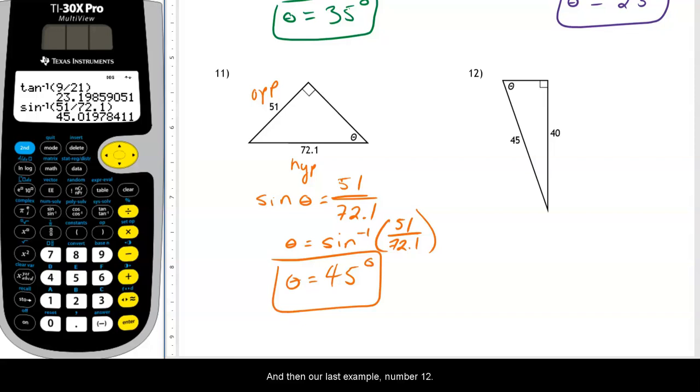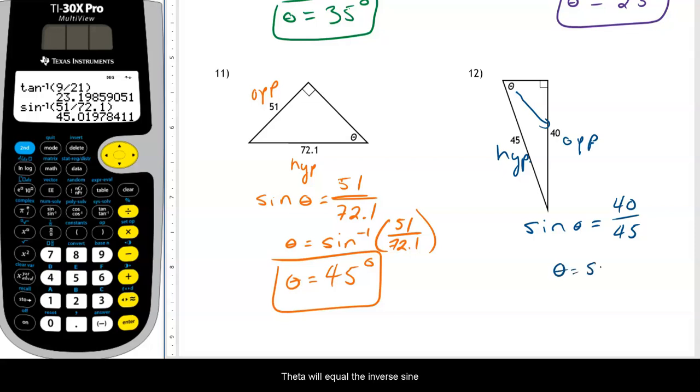And then our last example, number 12, we have our angle theta. Across from that, or opposite, is 40. That 45 is my hypotenuse. So we have opposite and hypotenuse. So again, we're going to use sine of theta equals 40 over 45.